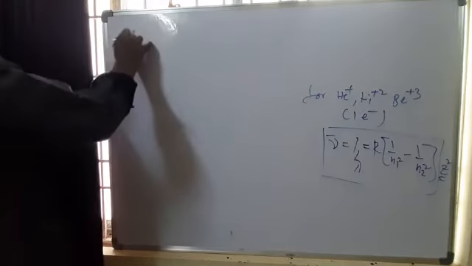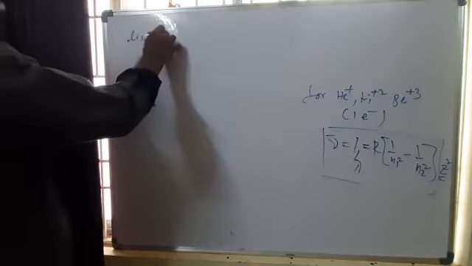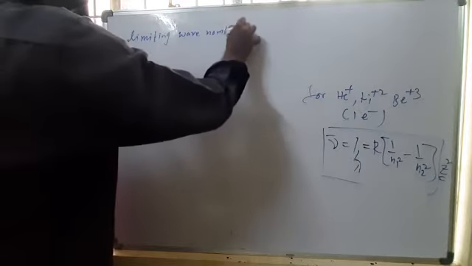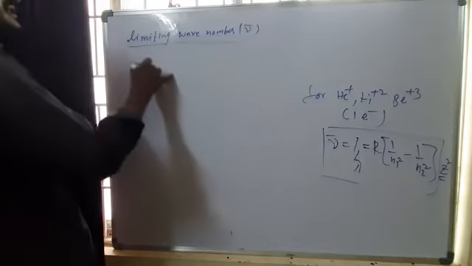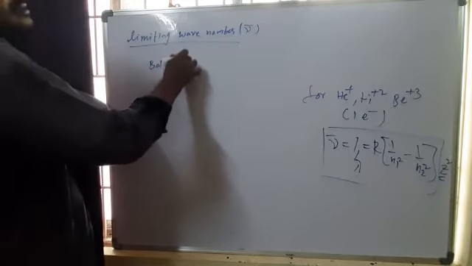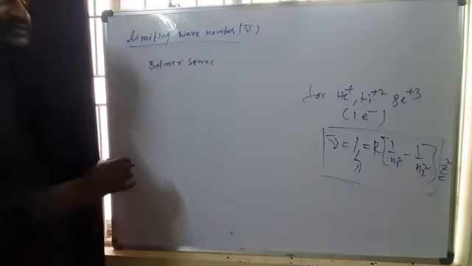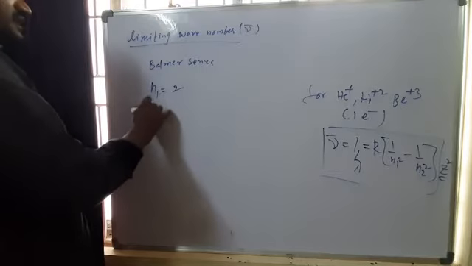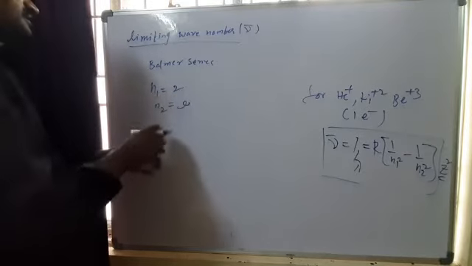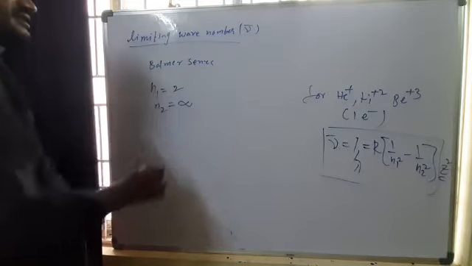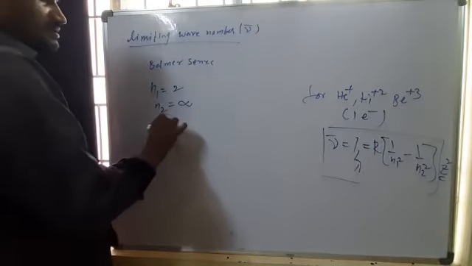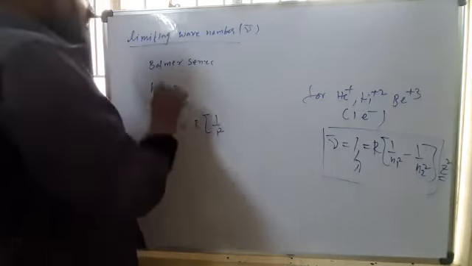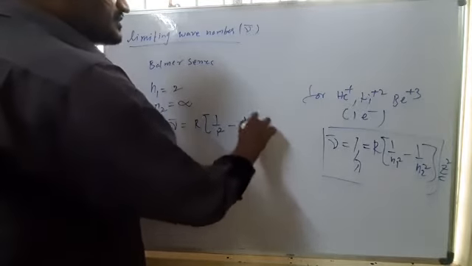Now, limiting wavelength or limiting wave number in Balmer series. n1 equal to 2 for Balmer series, and n2 you have to take infinite level, meaning the electron is coming from infinite level. So wave number equal to R into 1 by 2 square minus 1 by n2 square, meaning 1 by 2 square minus 1 by infinite square we have to take.